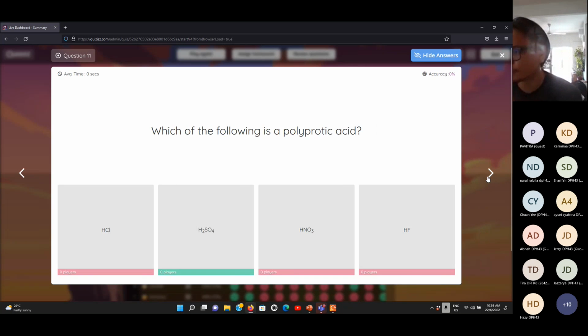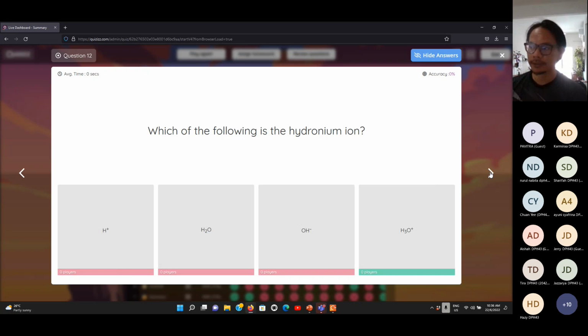Okay, next question. Ada lagi 4 question. Which of the, oh no, ini saya tak cover dalam kita punya syllabus. Never mind, sorry we skip this one, saya tak nak bagi kamu more information. Hydronium ion is H3O+. Okay, it's just water with one more hydrogen. Itu nama dia. Which substance is Arrhenius base?